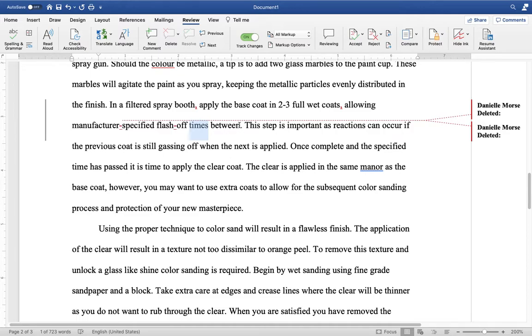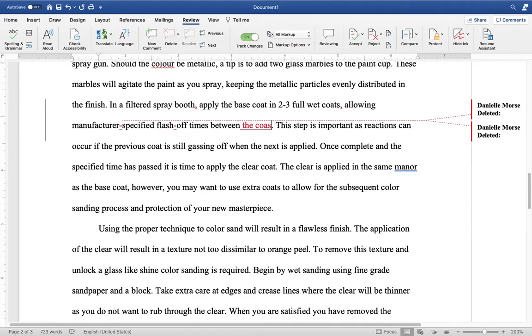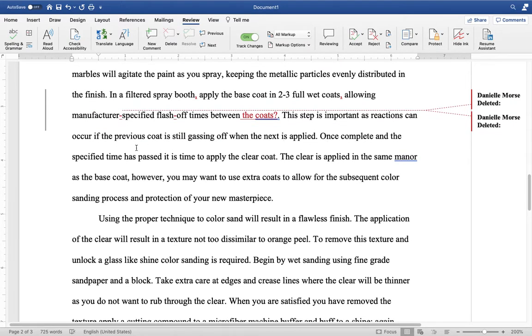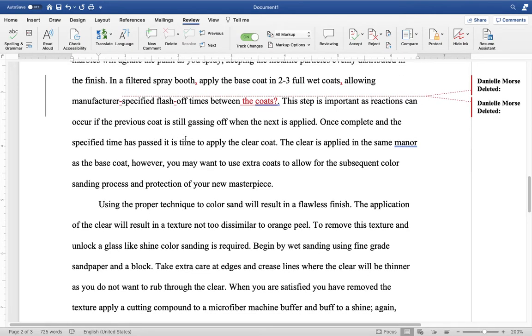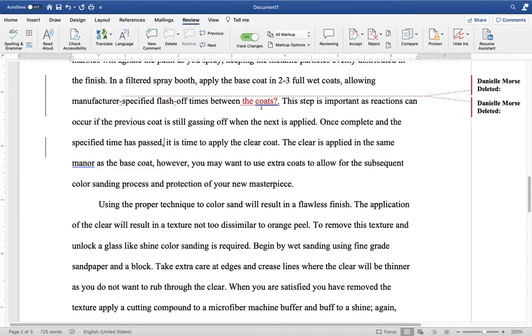Between the coats. I'm just going to put that because it has to be between something, and the only thing I could think of here is the coats, unless I'm misreading something here. The step is important as reactions can occur. Chemical reactions can occur if the previous coat is still gassing off when the next is applied. Once complete and the specified time has passed, that's an introductory phrase for a grammatical subject, it needs a comma, it is time to apply the clear coat.